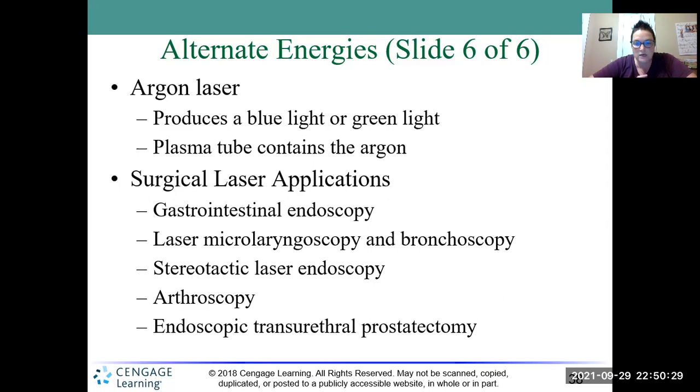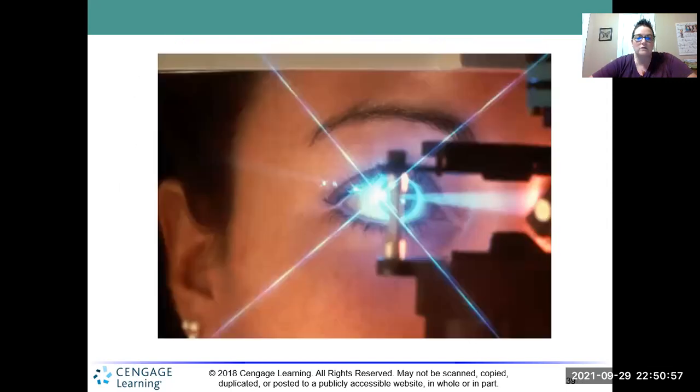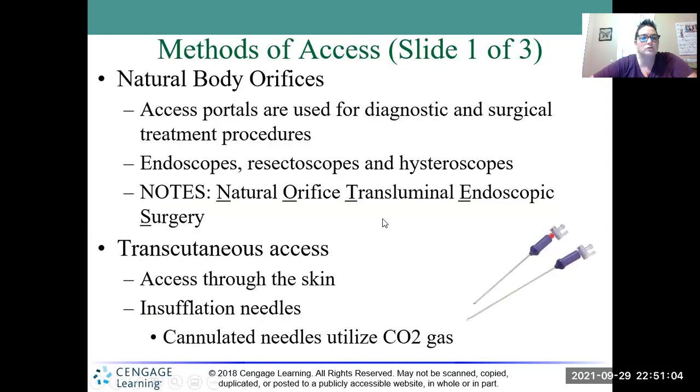So GI endoscopies, laser micro laryngoscopes and bronchoscopes, stereostatic lasers used in endoscopes, arthroscopy. So we're looking at joints with the laser and doing laser corrective surgery, endoscopic transurethral prostatectomy. So those are a lot of the cases that you may see. Here again is another, that one is the krypton, I'm pretty sure.